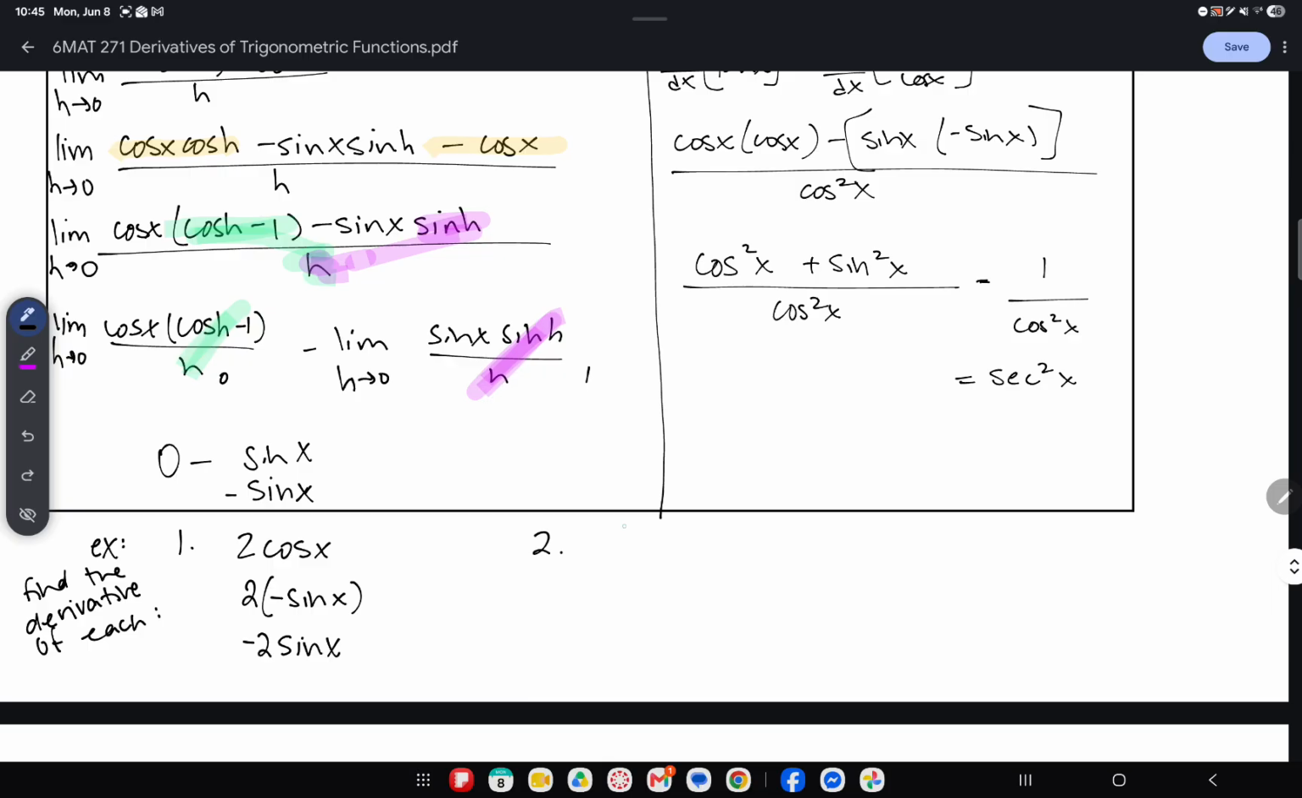Could do another one and say, let's do, I don't know, 4/3 sine of x. So, all right, 4/3, and then the derivative of sine is cosine. So these are pretty basic. We'll get into the chain rule, then that'll be a little bit more interesting.